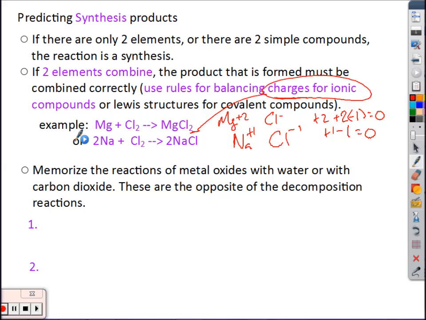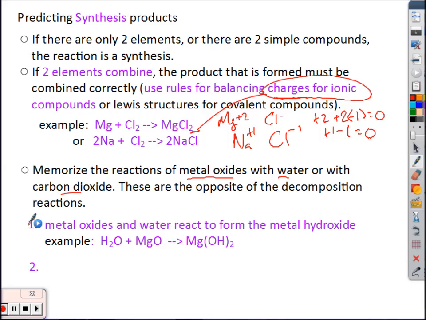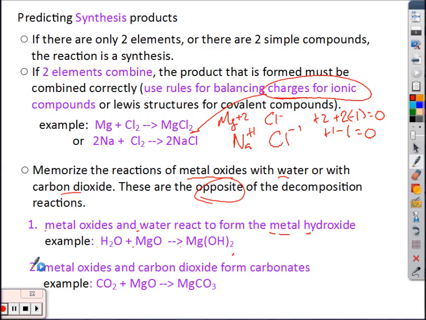Again, we have the same issue when we have metal oxides with water or carbon dioxide. These are actually the opposite of the decomposition reactions I just told you to memorize from the previous page. Example, H2O and magnesium oxide forms magnesium hydroxide. Again, your metal oxide with your water forms your metal hydroxide. Opposite of the one I just told you to memorize. So you will have to memorize these and know these backwards and forwards. It could happen either way, depending on the conditions of the experiment.